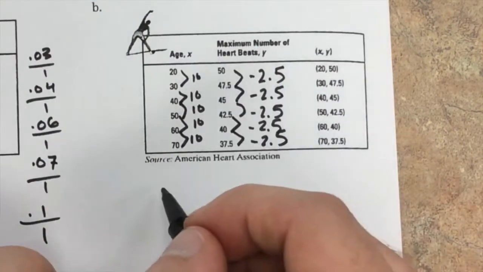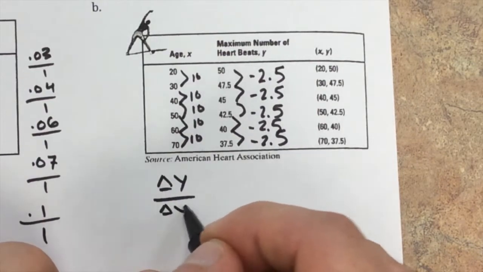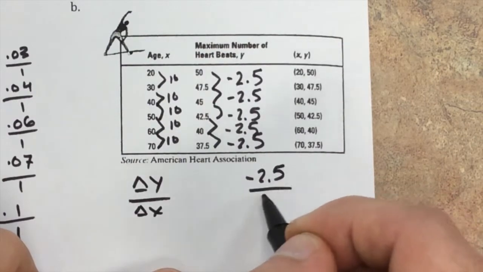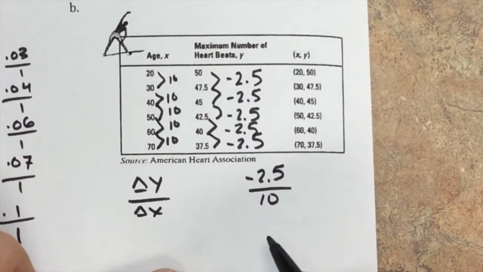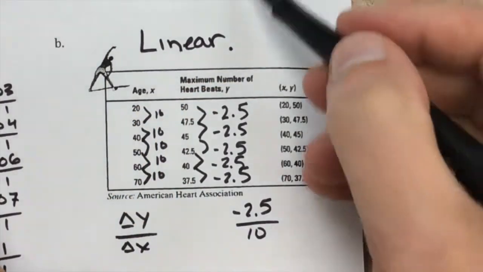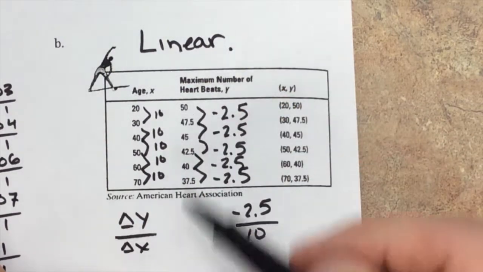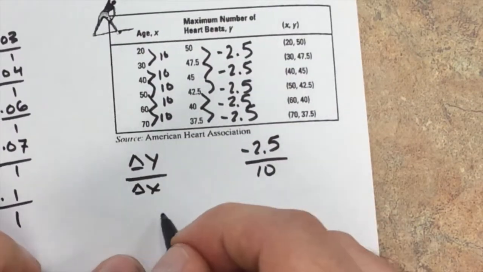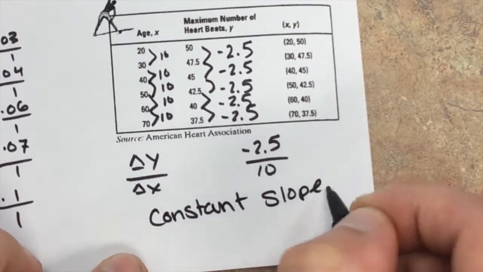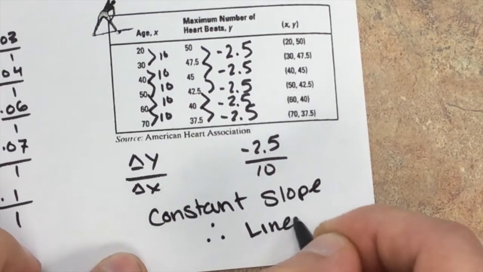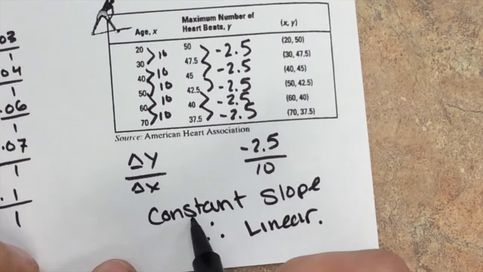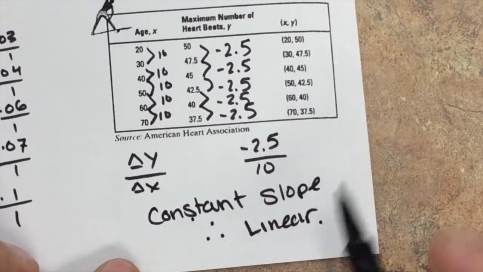So if I looked at the change in y over the change in x for each one of these, I would have negative 0.25 over 10 for each one. So this function is linear because the change in y over the change of x is constant. So let's just put that into words right there. Since the change in y over change of x is constant, or the constant slope, therefore we have a linear function.